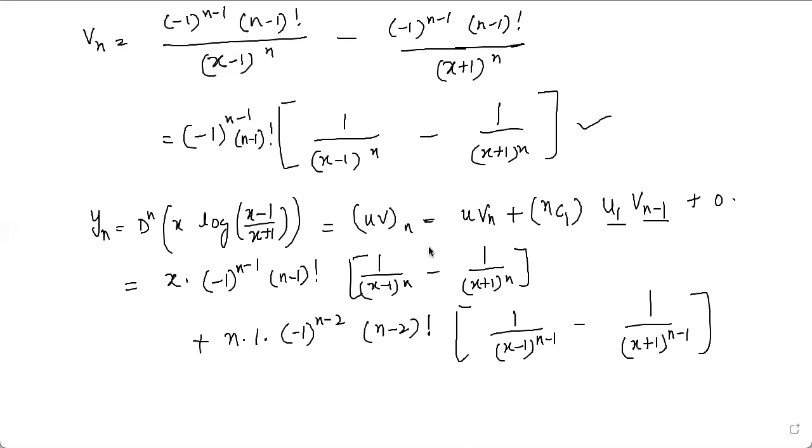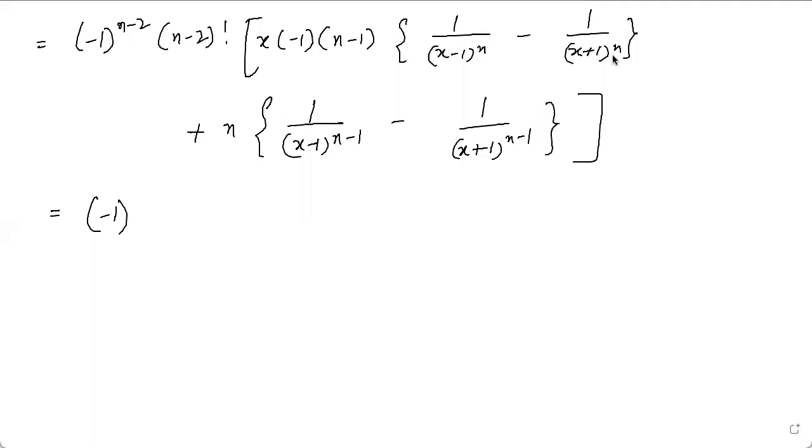Now, if you would observe here, we can take minus 1 to the power of n minus 1 combining together as common. Okay, so let us simplify further. We get this will be over n, and this will be n minus 2 factorial.